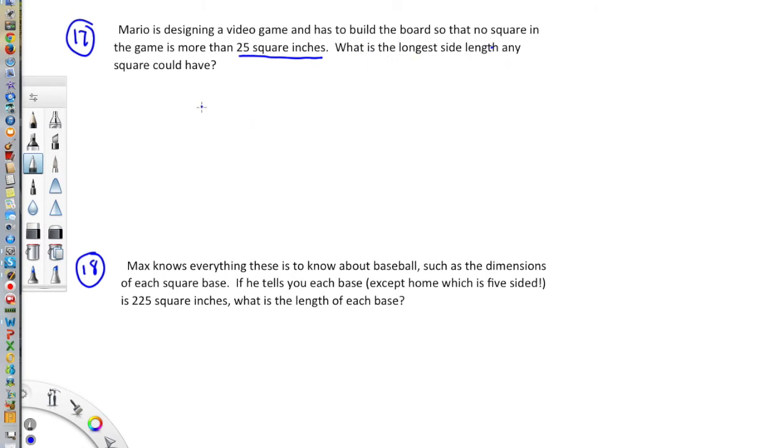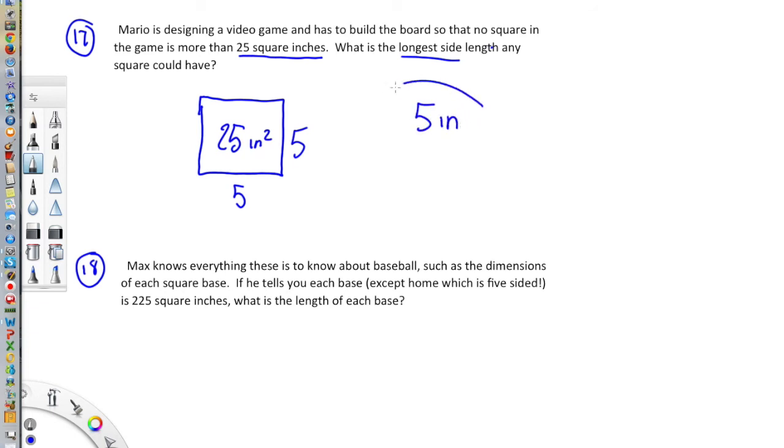Well, if the largest square can only be 25 inches square, then what's the longest side of this largest square? Well, okay, guys, we know it's got to be a 5 by 5 because 5 times 5 will give me 25. So the answer is 5 inches.